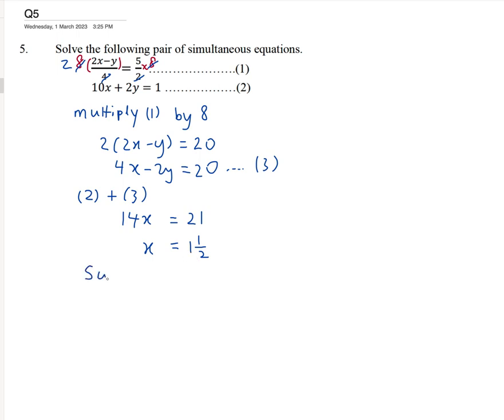So now we substitute x equals to 1.5 into, well, it's easier to substitute into equation 2. We must show the substitution. 10, well, here we can write it as 3 over 2, which is 1.5, plus 2y equals to 1. And simplifying this, we will have y equals to minus 7.